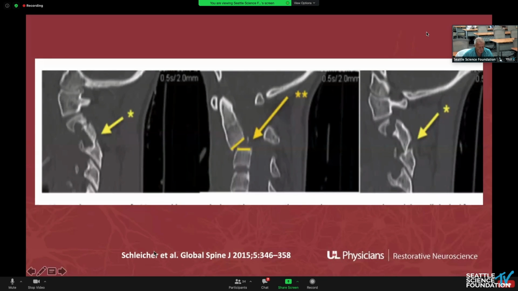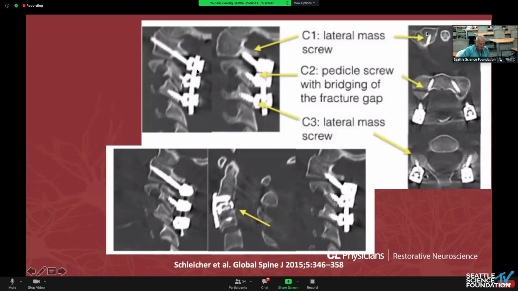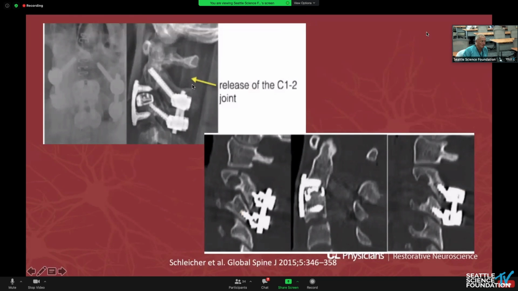Just to illustrate the C1 liberation screw technique, this is a paper published in the Global Spine Journal in 2015. You can see it's a Levine 3 fracture. There is facet dislocation and severe angulation. So they did a posterior C1 to 3, supplemented it with a C2-3 ACDF, and then subsequently removed the C1 screw.